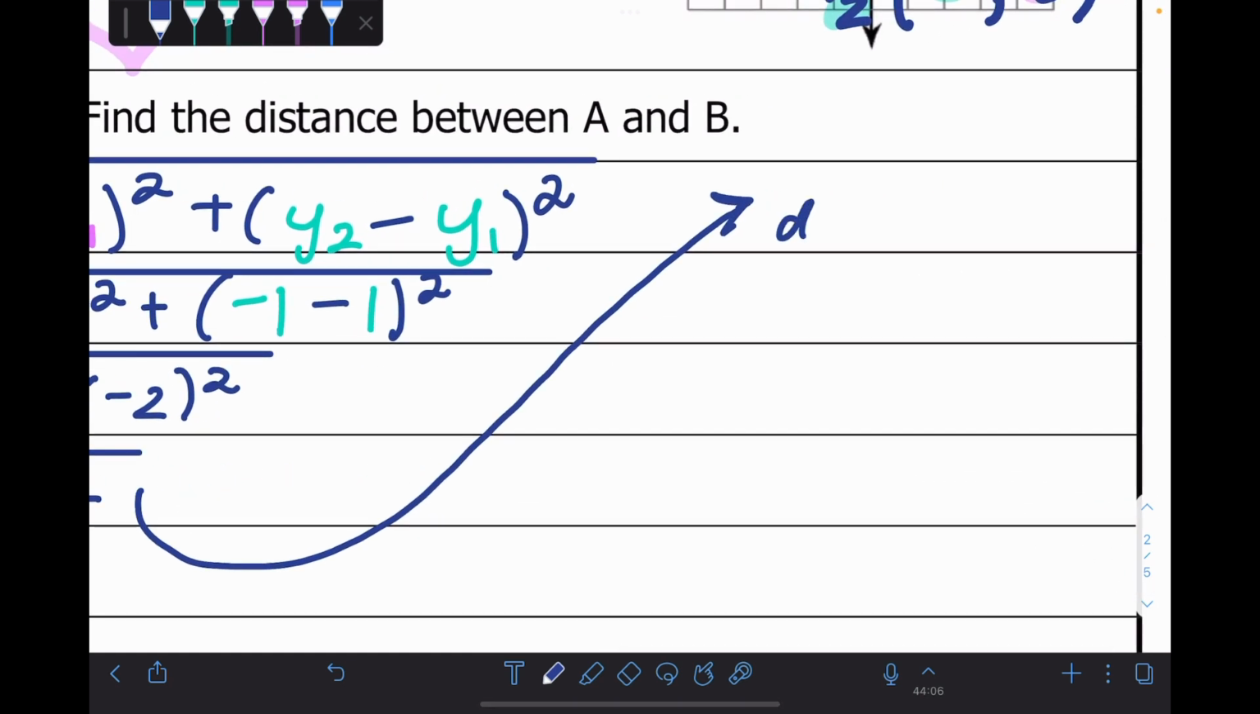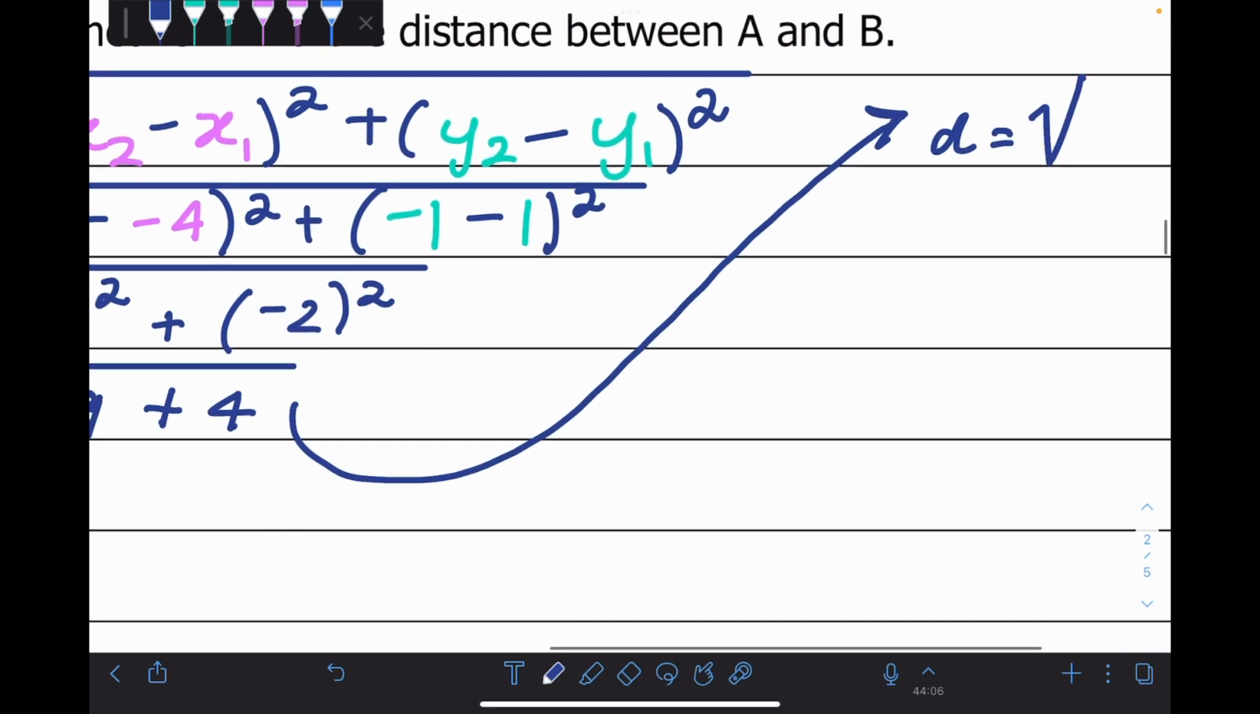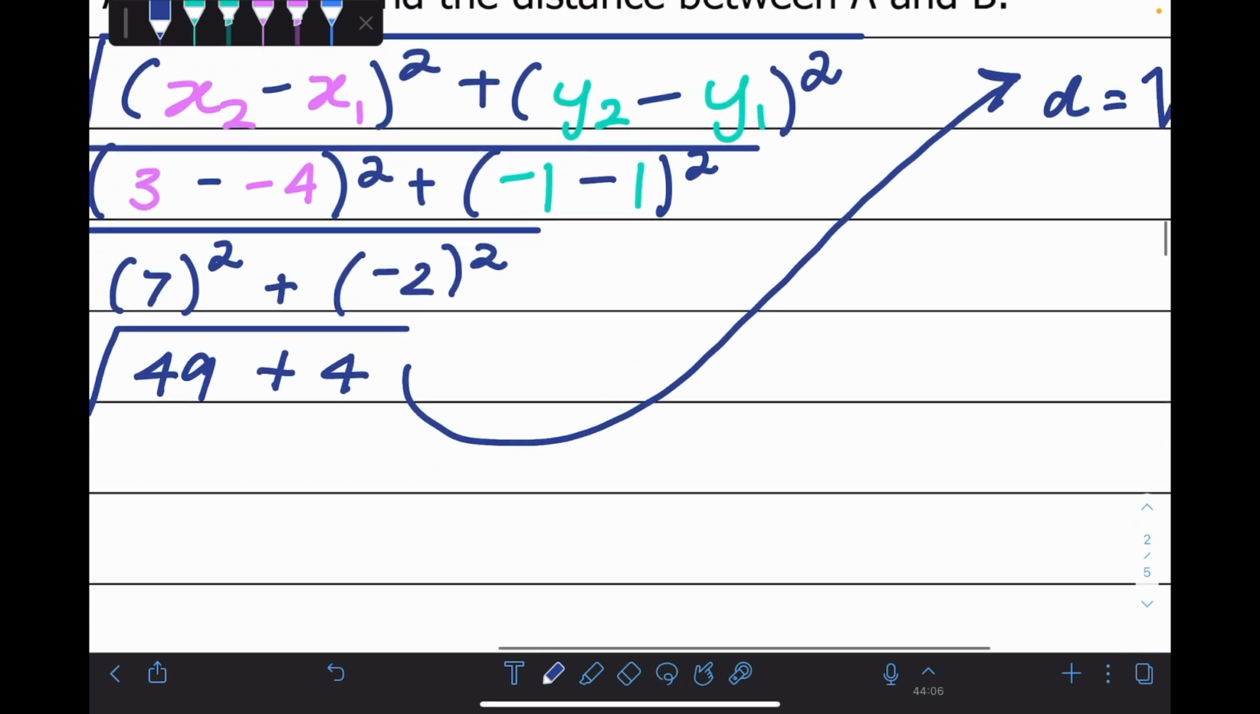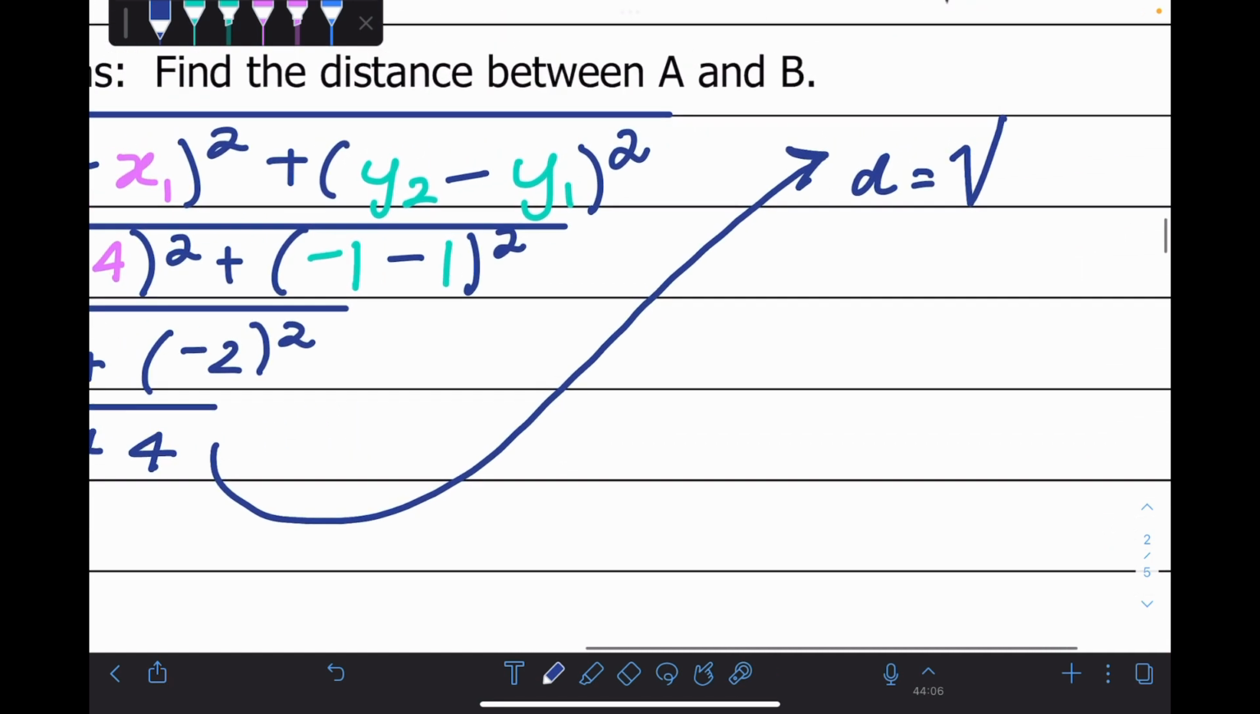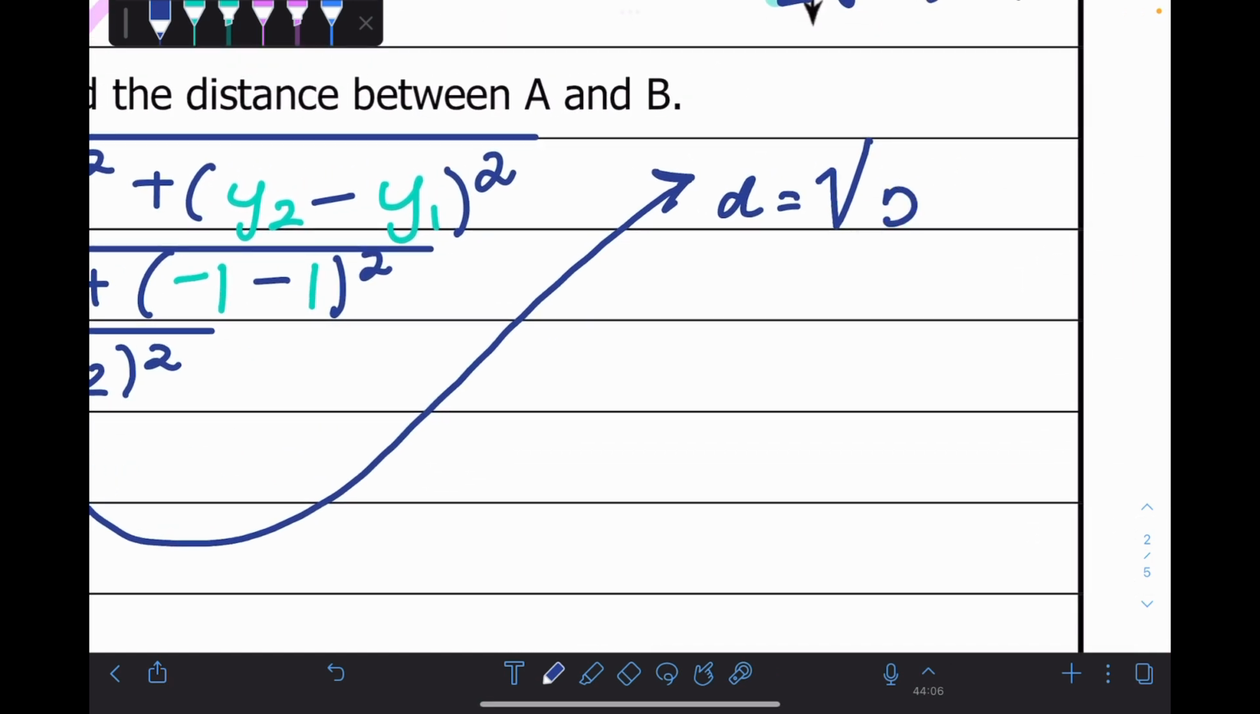So D is equal to the square root of 49 plus 4, which is 53. And I don't have my calculator on me either, but I do have Siri. So Siri, what is the square root of 53? The square root of 53 is approximately 7.28011.